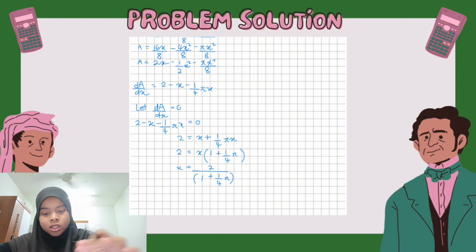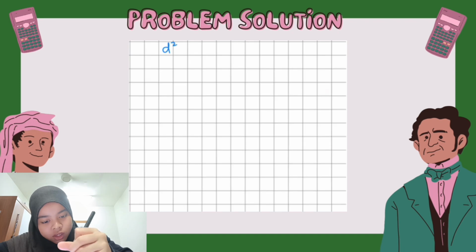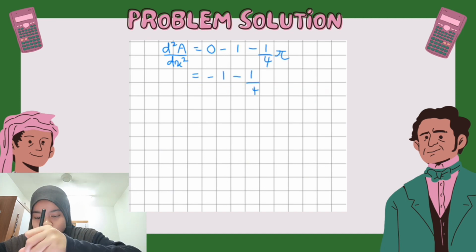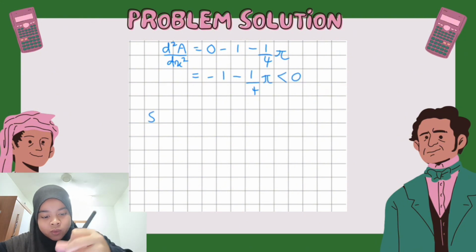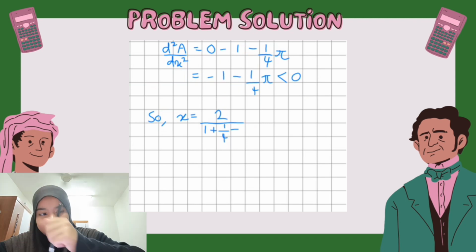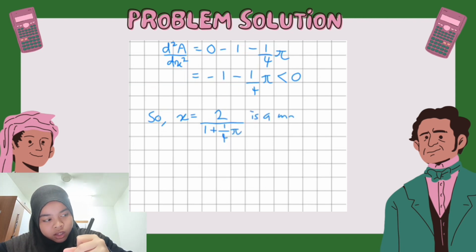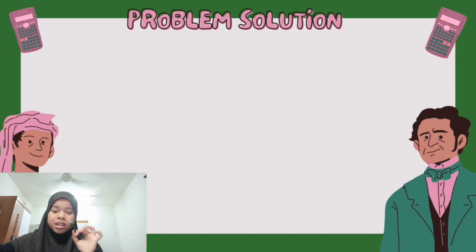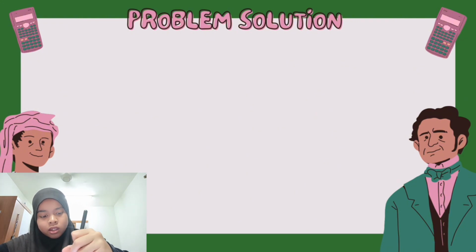Then we need to do the second derivative test to see if it's a maximum or minimum value. d squared A over dx squared equals 0 minus 1 over 4 pi. Then we solve it. It looks like the second derivative is less than 0, so it will be a maximum value. So x equals 2 over 1 plus 1 over 4 pi is the maximum value, and it is going to be included in the area equation. So it will be like this.